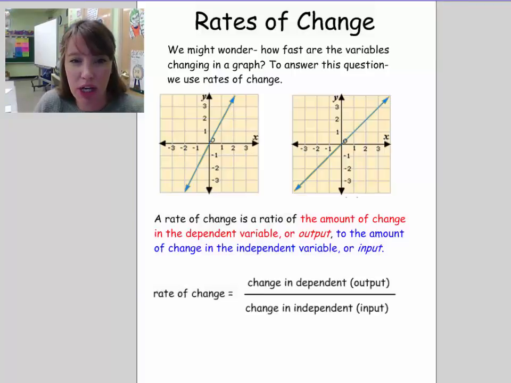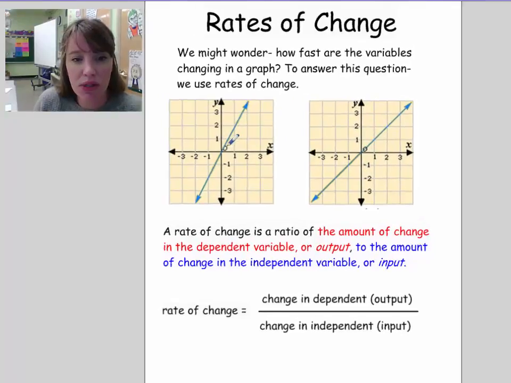Okay, so rates of change are sort of an answer to a question. Sometimes when we're looking at two graphs, for instance graph number 1 and graph number 2, my question might be, how fast are the variables changing? What's a way to compare these two graphs?